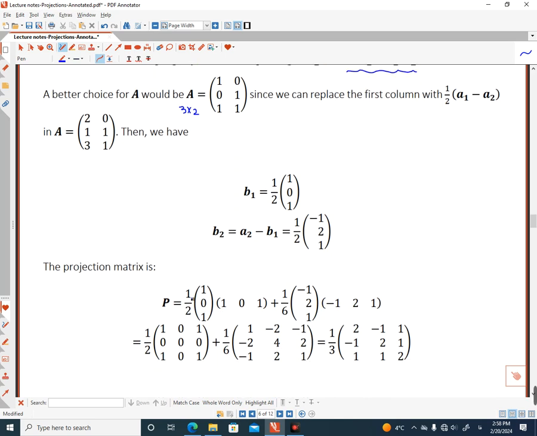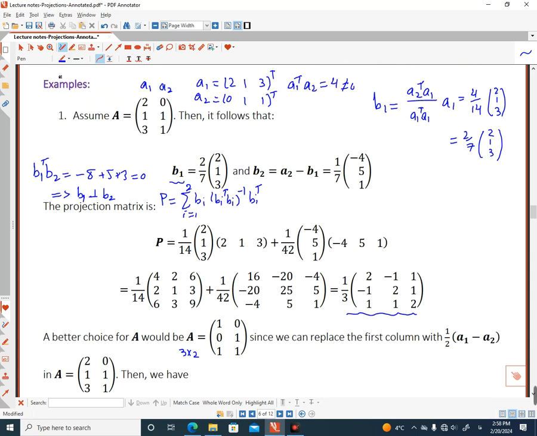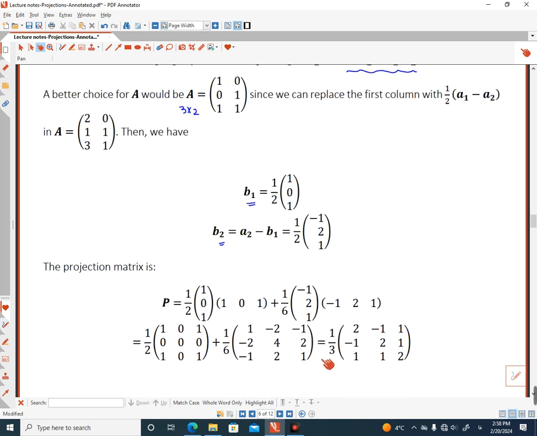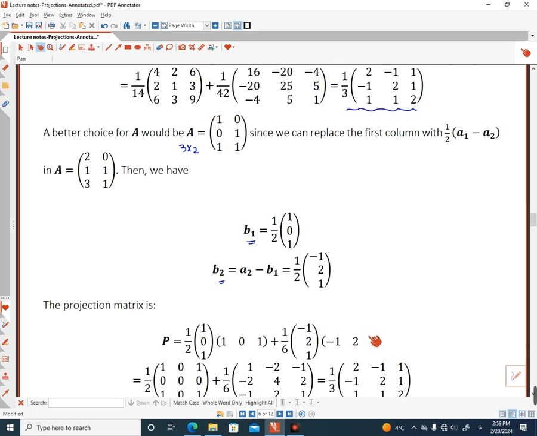And if we follow the same route and construct B1 and B2, once again we can construct the projection matrix with this formula. So if I use B1 and B2, I will get the same result as above. You see these two matrices are the same.